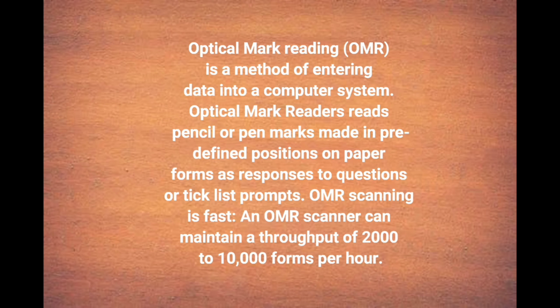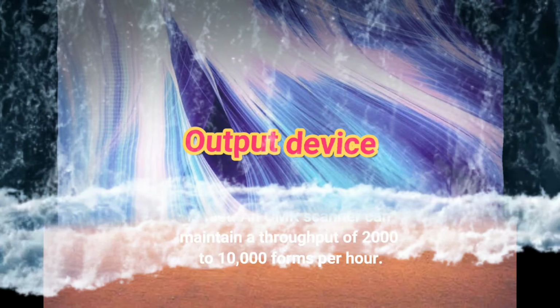Optical mark reading, OMR, is a method of entering data into a computer system. Optical mark readers read pencil or pen marks made in predefined positions on paper forms as responses to questions or tick list prompts. OMR scanning is fast. An OMR scanner can maintain a throughput of 2,000 to 10,000 forms per hour.